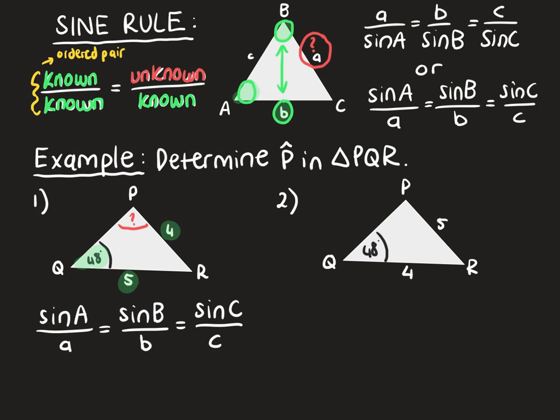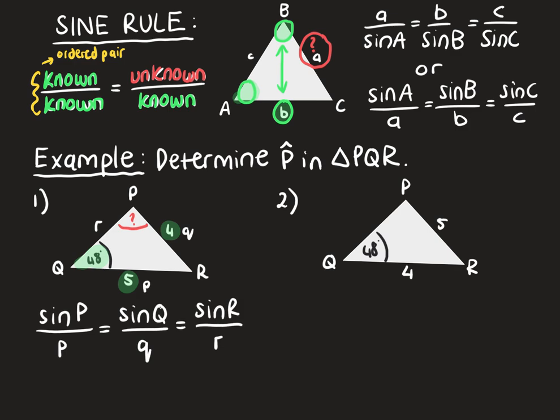Okay. So let's say, for example, if we had to change the formula into a form that we are familiar with, it's going to be sine P over p, sine Q over q, and sine R over r. Now remember, the way you label your sides, this is small q, this is small r, and this is small p.